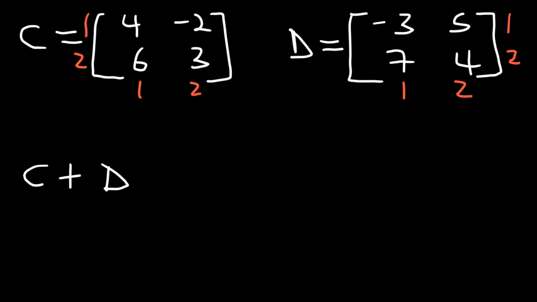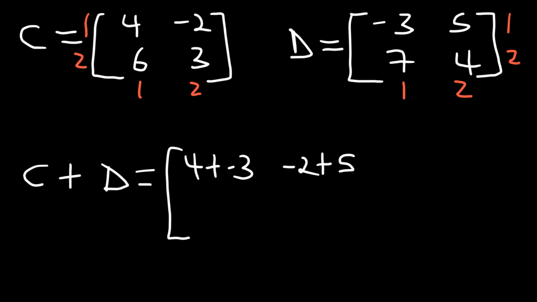And in order to do that, we just have to add the corresponding elements. Therefore, C plus D will be equal to, first of all, we shall add 4 and -3. So we shall have 4 plus -3. And then we shall have -2 plus 5. And then 6 plus 7. And lastly, 3 plus 4.